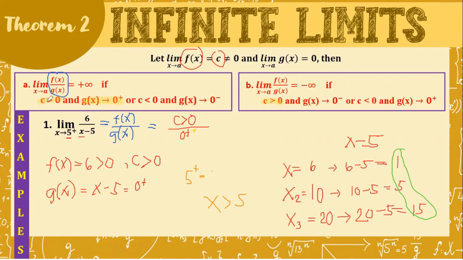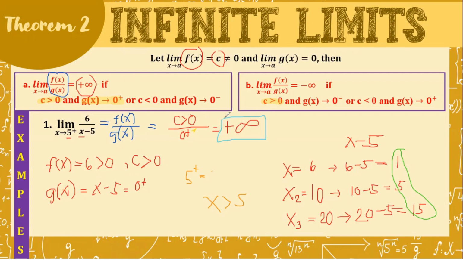So, since C is greater than 0 and over 0 plus, yung G of X siya approaches 0 plus, the result will become, okay, very good. The result is equal to positive infinity. So, yung sagot natin dito is equal to positive infinity. So, this is now the result of our given problem. Okay? Again, yung result ng limit natin dito is positive infinity. Okay, so naintindihan.